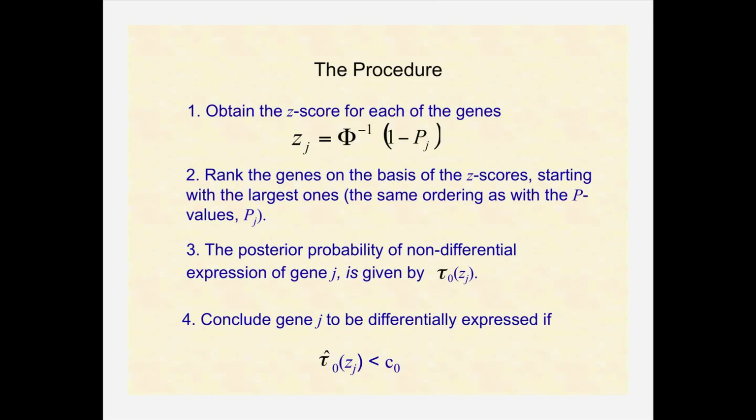So we can rank the genes according to their z-scores, which should be the same as the p-values. And then if we can get an estimate for this local false discovery rate, then we can declare a gene to be differentially expressed if the estimate falls below some threshold C0.